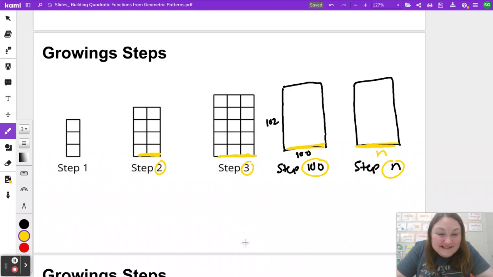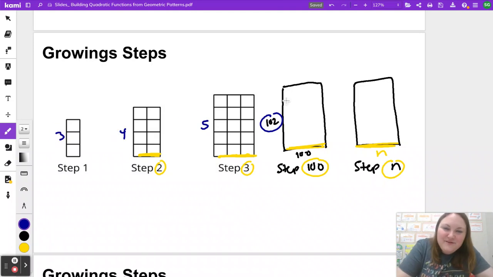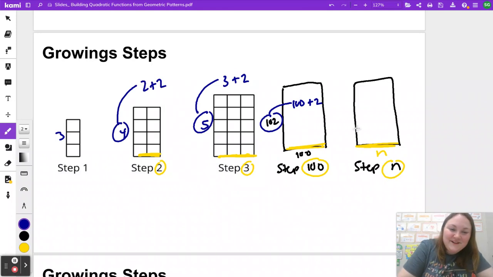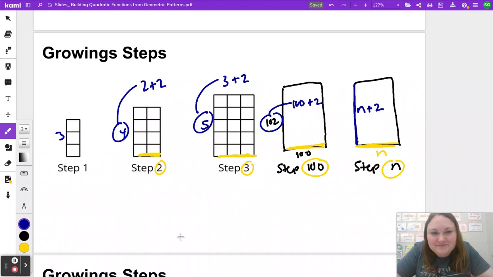For the height, how are we getting to the height each time? How did we get that 102? Well, remember, we said the 102 or the 5, the 4, the 3 here. It was just whatever the step number is plus 2. So for step n, it's whatever the step number is plus 2. My height then would be n plus 2.